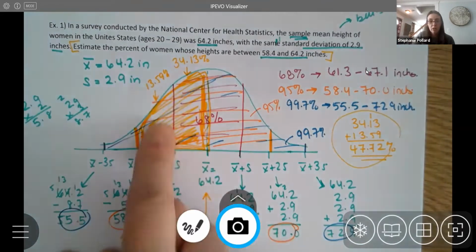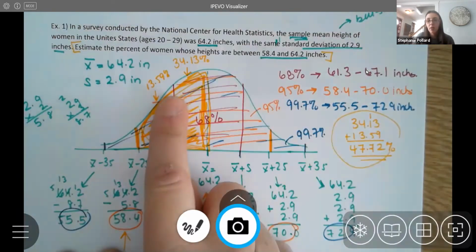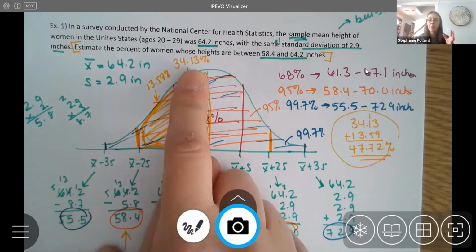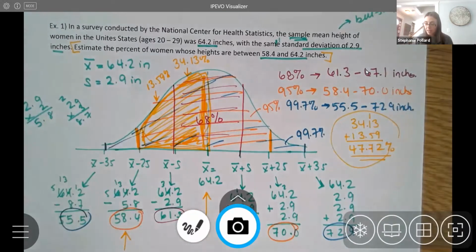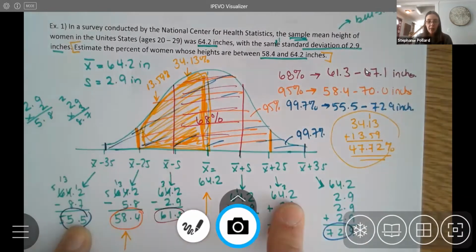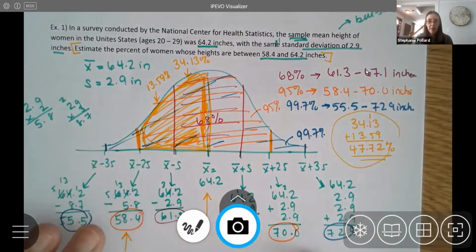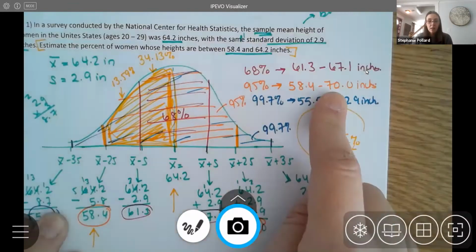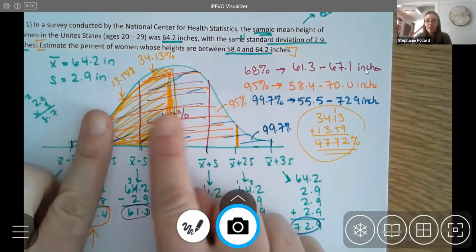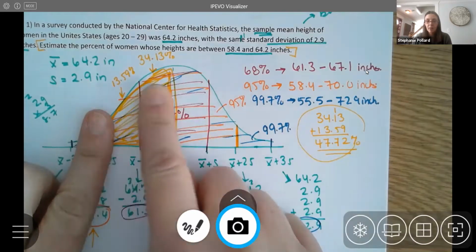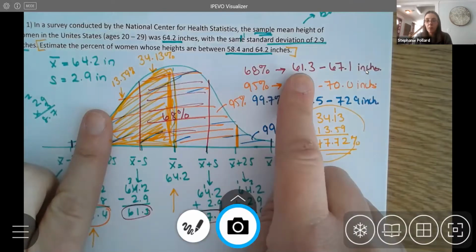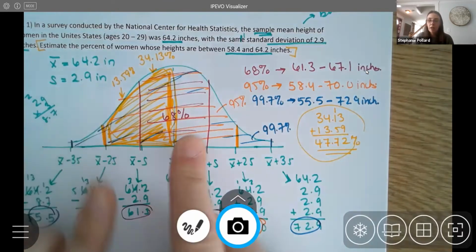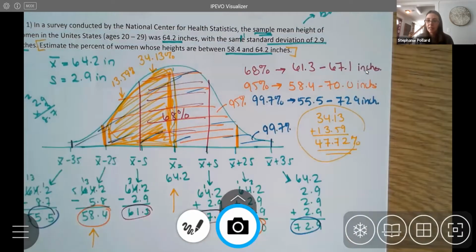So if I go back to my original chart, I see that this little region here was worth 13.59%. This region is worth 34.13%. So I was able to add those together. And we can answer any sort of questions like that based on these cutoffs, right? So if I want the area from, like I said, 58.4 all the way to 70, well, I already know that that's 95%. So I have that 95% region. If I want 61.3 to 67.1, I know that this here is 68%. So we're using those main cutoffs to help us break down and find different percents of the population.